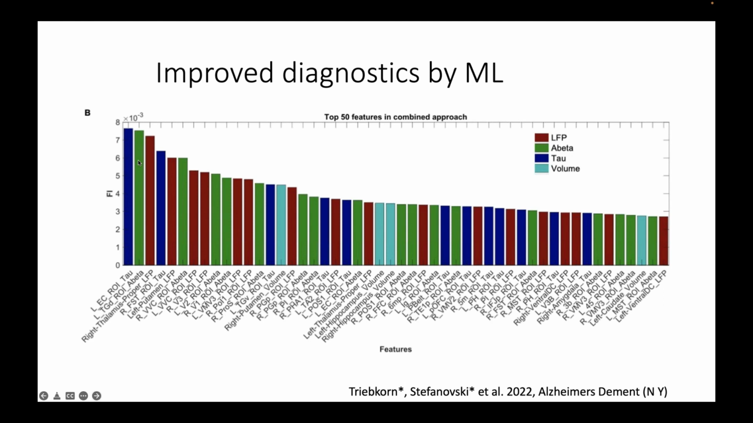And this was very nice because it showed us not only a possibility to improve the diagnostics, but also how we can validate that this is really based on the information that is part of the feature space.